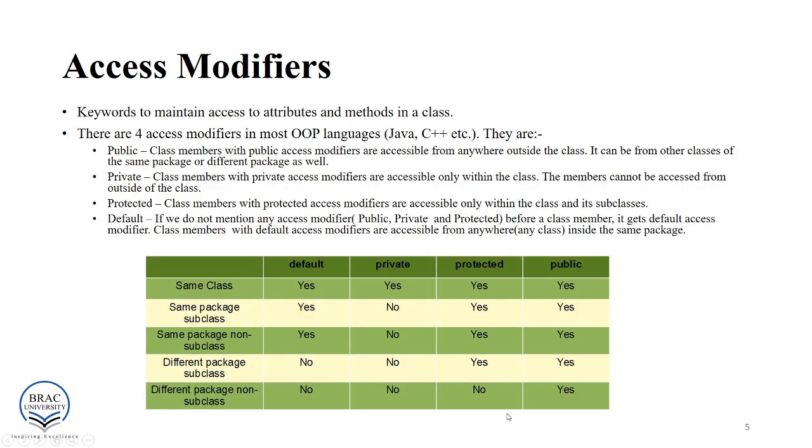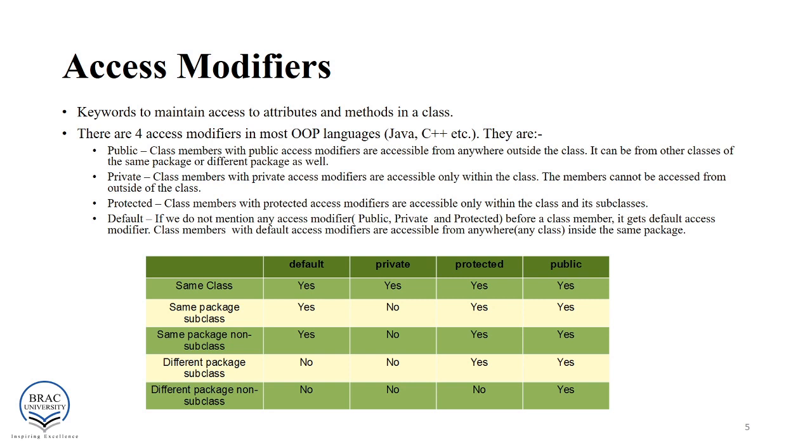Access modifiers are keywords to maintain access to attributes and methods in a class. What do we mean by that? Who or which class can access the attributes and methods, or from where we can access those attributes and methods are defined by access modifiers in a class. In most OOP languages like Java and C++, etc., there are four access modifiers. They are public, private, protected, and default access modifier.